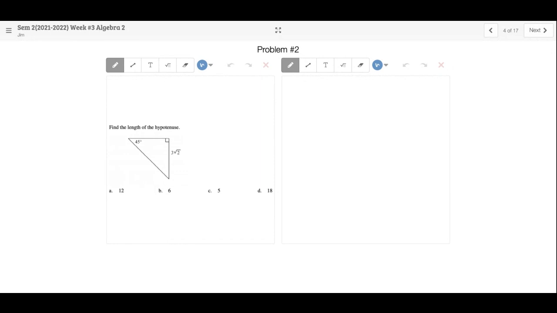Because remember, this is a 45, 45, 90 degree triangle. To go from the side to the hypotenuse, we multiply by the square root of 2. Square root of 2 times square root of 2 is 2. So this whole problem comes down to 3 times 2, which is 6. That's it. When you get good at special triangles, and for those of you that are 11th graders that are going to take the ACT test, I guarantee you there will be special triangles on the ACT. No question about it. Every year.